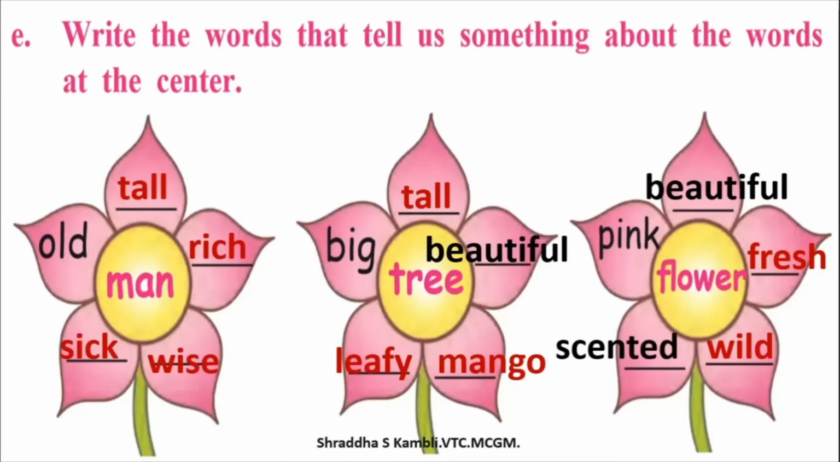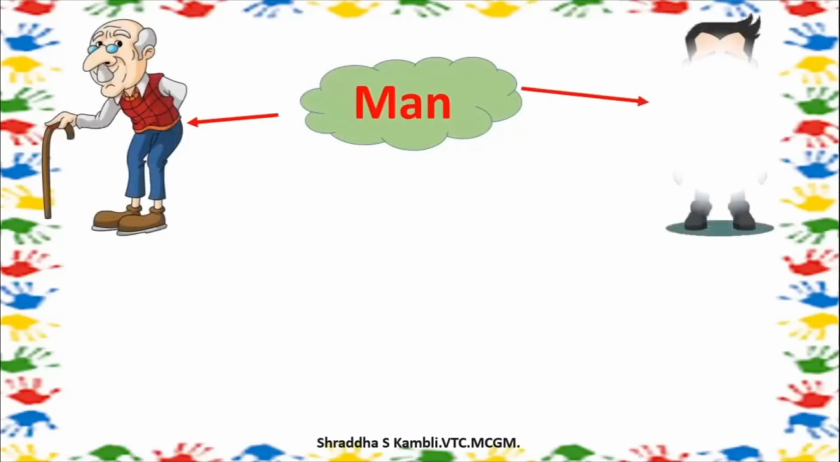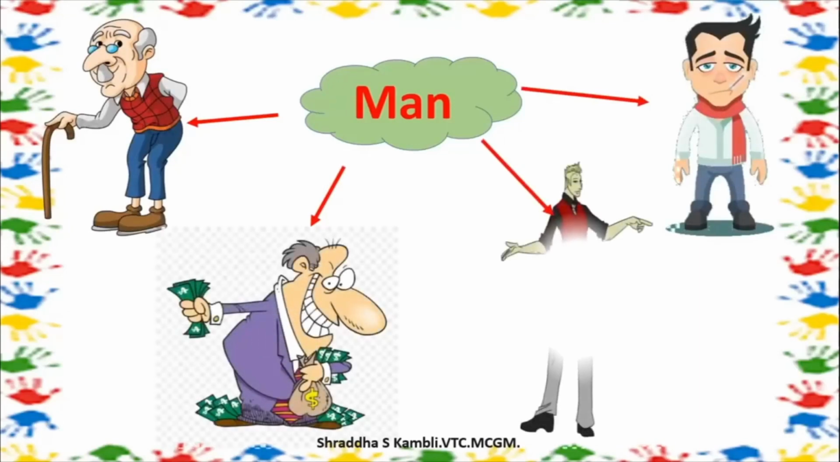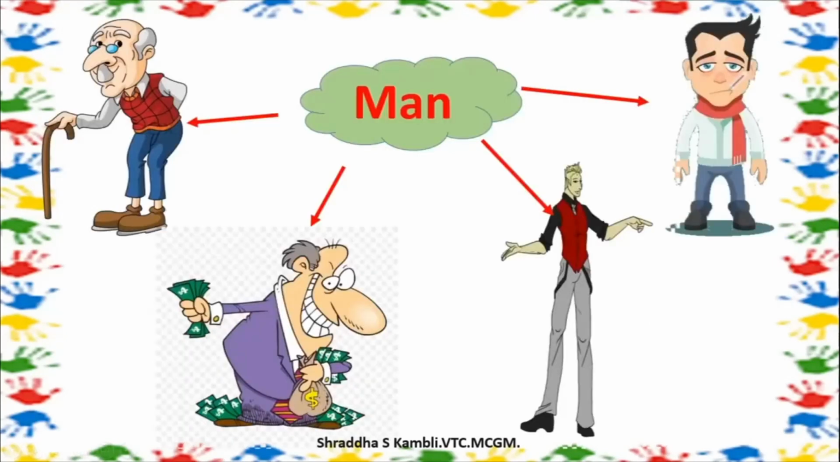Okay, so children, see, we can use many words to talk about something. Okay, so let us take one more simple example. For example, see, when you say man, you can say old man, you can say young man, you can say rich man, and you can say tall man. So you can use all these words, isn't it, to describe man. You can say old, you can say rich, you can say tall, you can say sick. Alright, see one more example. So we have used so many words, old, rich, tall, sick, to describe man, to talk about man.